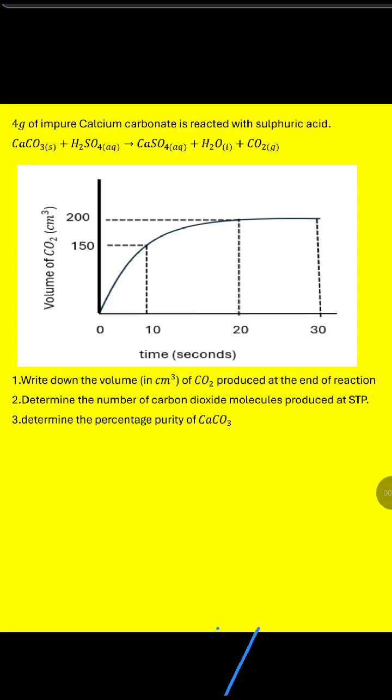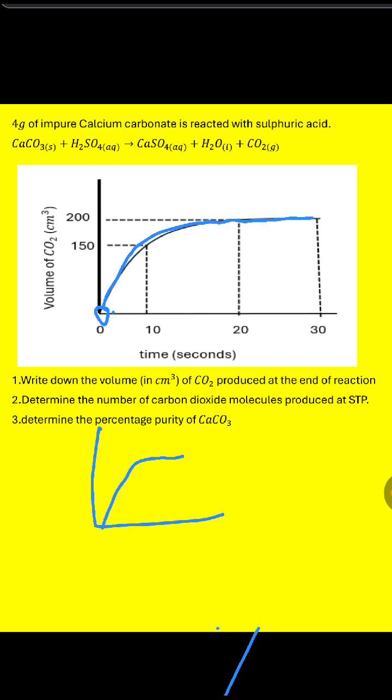Right. This one, we want to look at this graph here, and we're going to calculate percentage purity. Now, if you have a graph like this that starts from 0 and then the amount increases, and then the amount is stationary, this is what you should be reminded of.